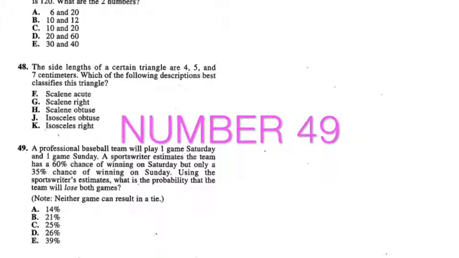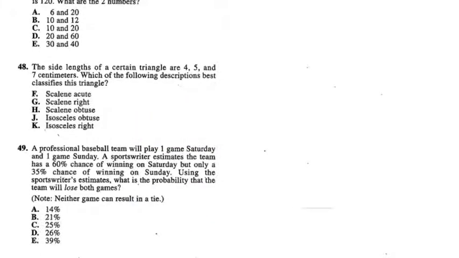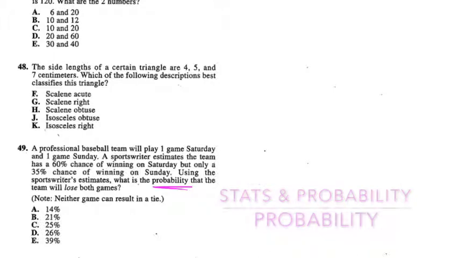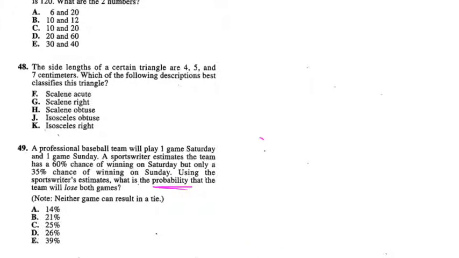Number 49 is a statistics and probability question, and we're working with probability. A professional baseball team will play one game Saturday and one game Sunday. A sports writer estimates the team has a 60% chance of winning on Saturday, but only a 35% chance of winning on Sunday. That means that they have a 40% chance of losing, and here a 65% chance of losing. Using the sports writer's estimates, what is the probability that the team will lose both games?